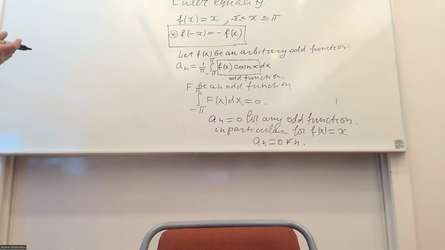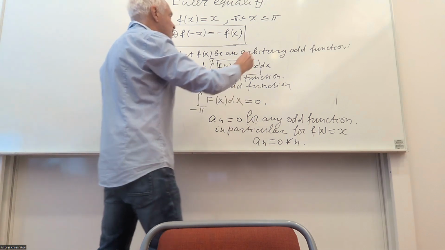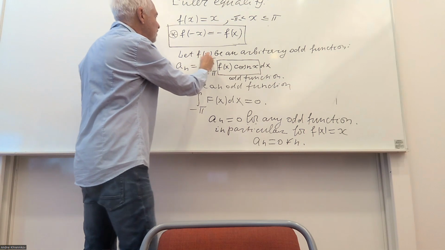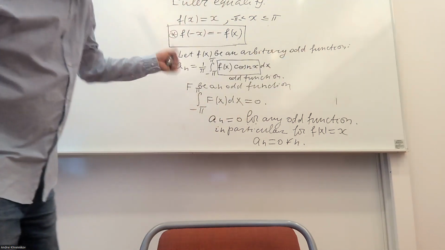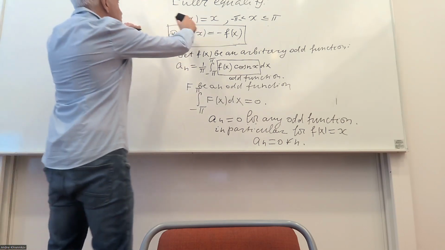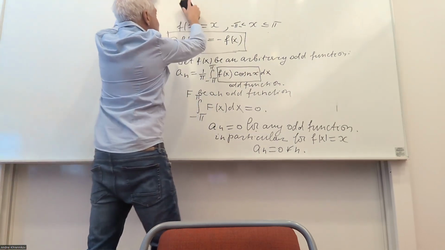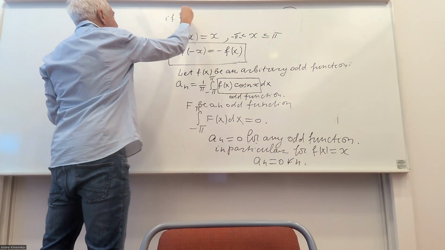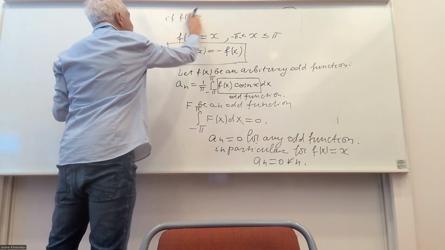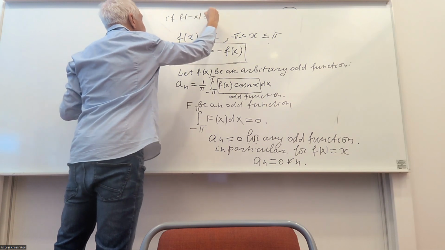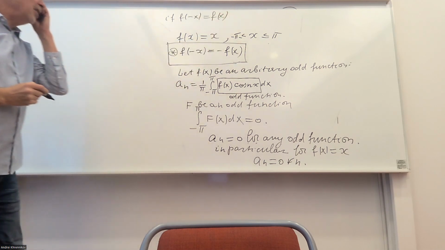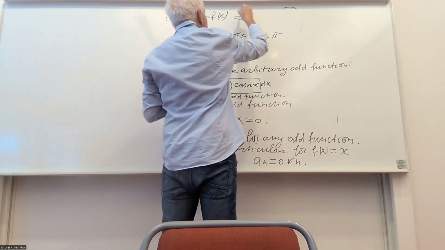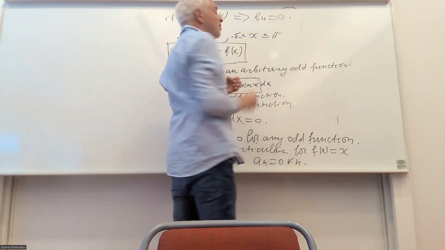To complete this, let us consider the integral of an even function. Consider the situation when f(x) is an arbitrary even function. In the same way, we get all bn equal to 0. If f(-x) is equal to f(x), then if you multiply it by sinus, it becomes an odd function. So the bn are 0.